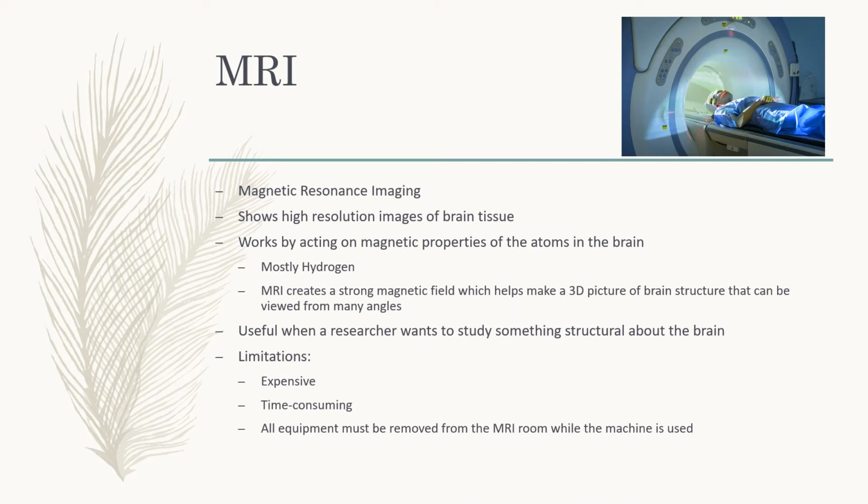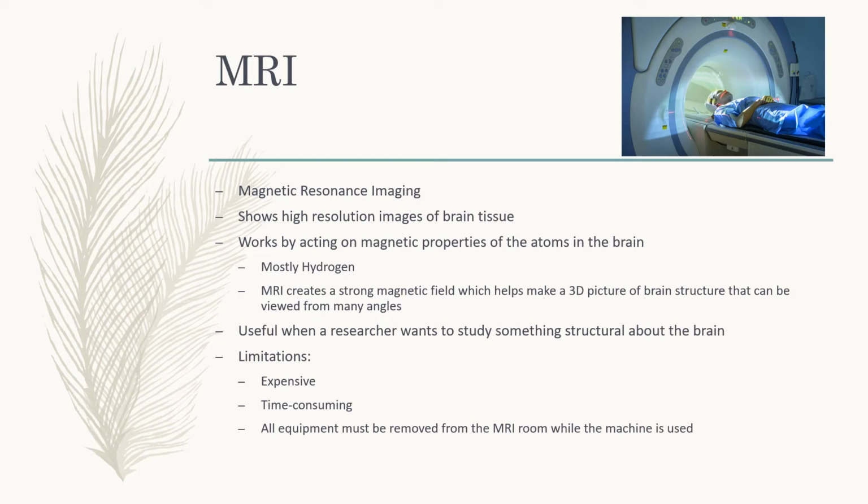I'm sure some of you have had an MRI, unfortunately, for a broken bone or some sort of imaging they needed to do on your body. But it can be quite helpful in brain tissue research. It stands for magnetic resonance imaging, and it works by acting on magnetic properties of the atoms in the brain. And that's why you have to go into that giant tube, because they are using these magnetic properties. And so this becomes useful when a researcher wants to study something structural about the brain. How does something look within the brain? How does the structure of it work?